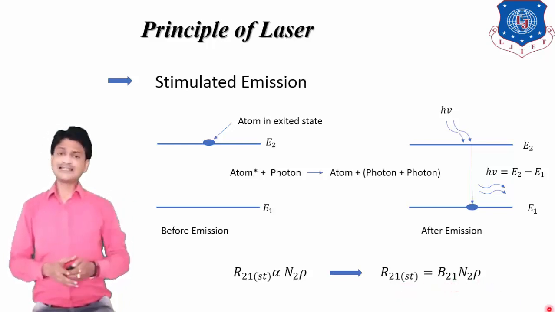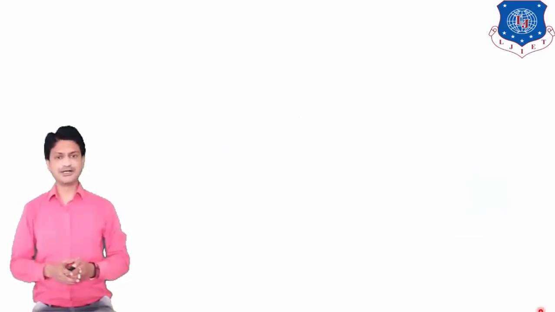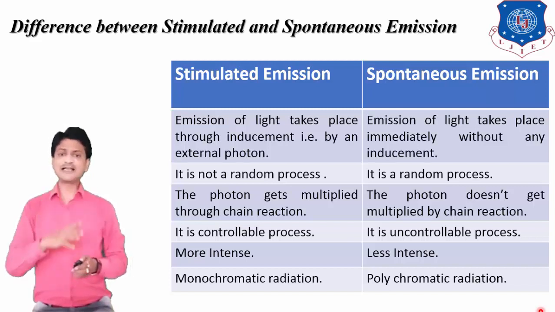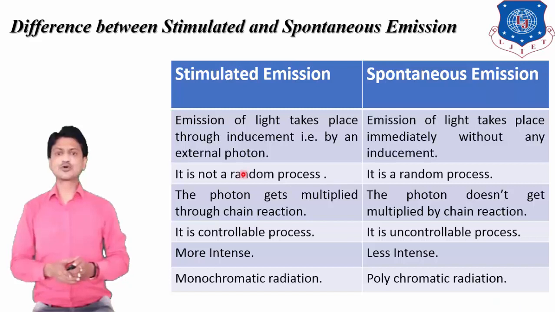Now let's discuss the difference between spontaneous emission and stimulated emission. Now we are aware of both the processes. So let's start with the first difference. Emission of light takes place through an inducement, or we can say by external photon in case of stimulated emission. Whereas in spontaneous emission, emission of light takes place immediately without any external energy.